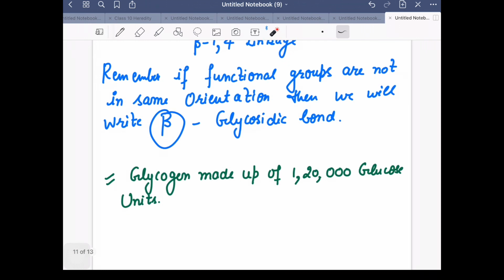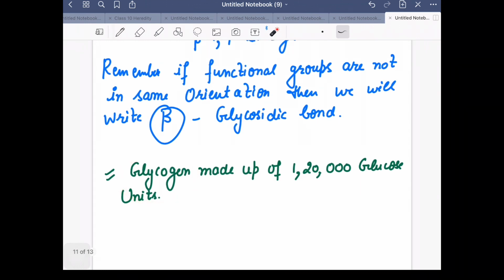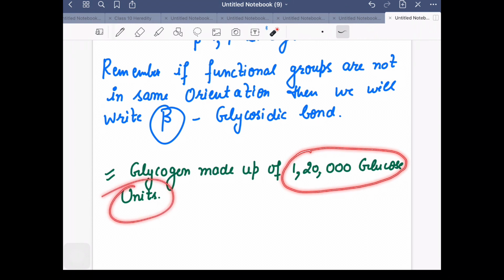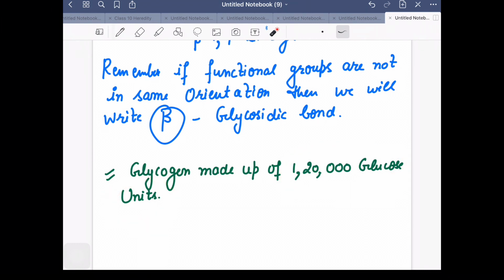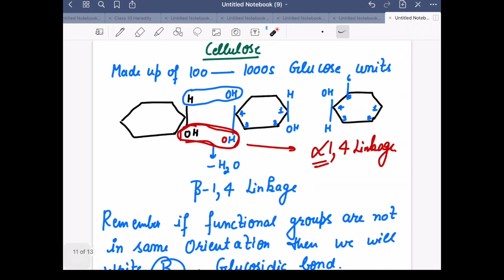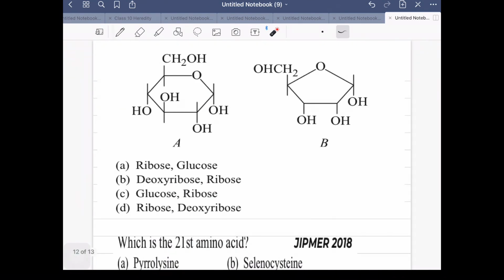Similarly, there is another polysaccharide, glycogen, which is made up of 1,20,000 glucose units. So this is all about today's topic.